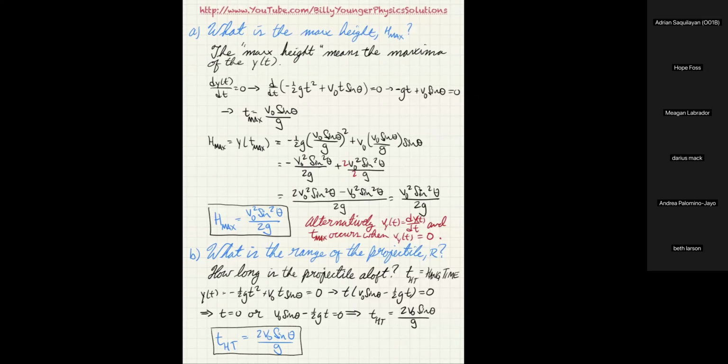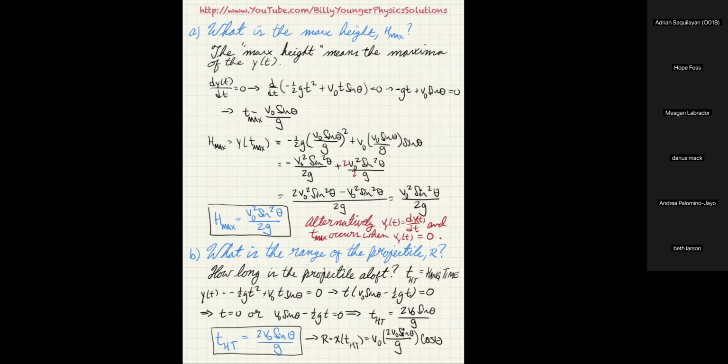Now that we have that, I can find out R. R is equal to x of t hang time, and x of t hang time is just v0 times t. So I put in 2 v0 sine theta over g, times, of course, v0 cosine theta. So what you see is we get 2 v0 squared sine theta cosine theta over g.